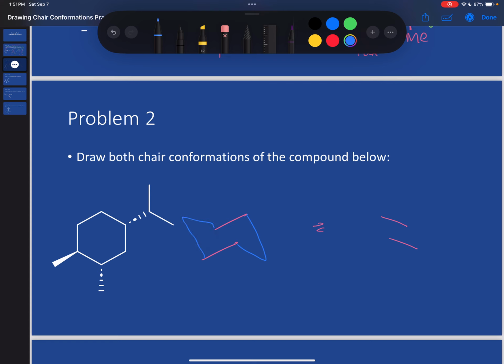Now I'm going to draw the tips of those chairs. There we go. Oh, that looks bad. Okay, let's try that again. There we go. So then we have this one. Okay, so I have my chairs.